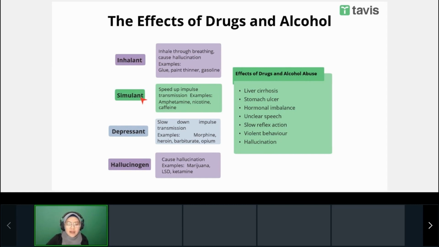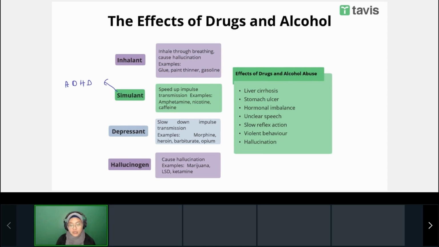The second one, stimulant. Stimulants speed up the impulse transmission. As examples, amphetamine, nicotine, caffeine. When you hear about stimulants, please remember ADHD, attention deficit hyperactivity disorder. For a child with ADHD, usually the doctor will prescribe a stimulant so that they can focus more in their study.